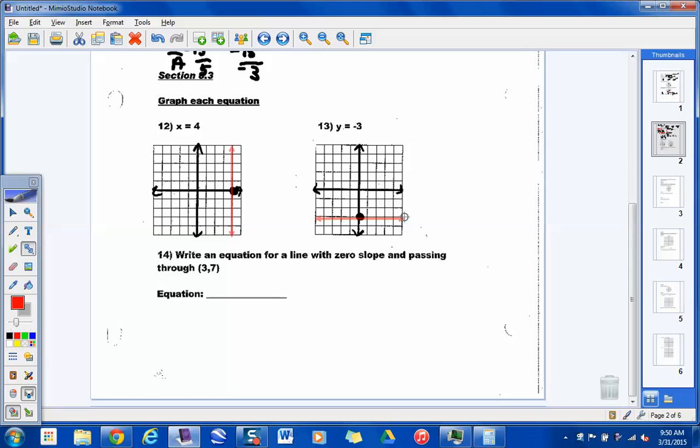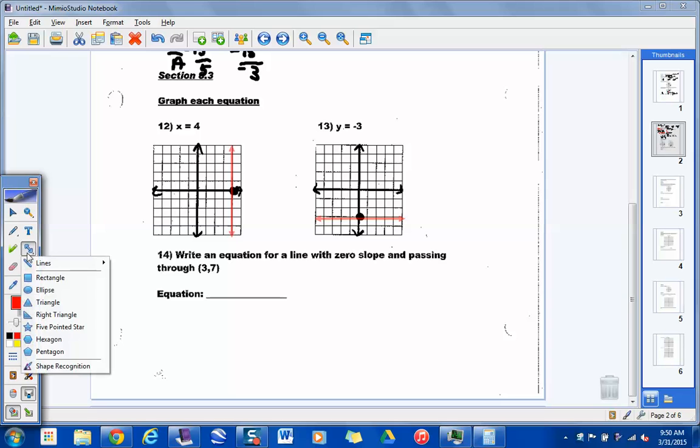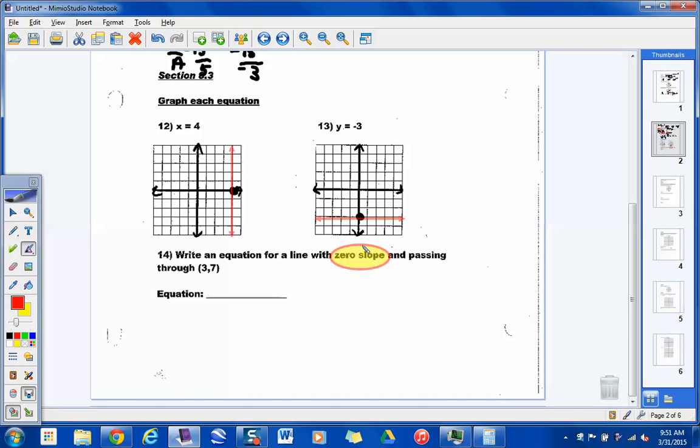Okay, so as I read number 14 there, write an equation for a line with 0 slope. Will 0 slope correspond to a horizontal line or a vertical line? Horizontal. It's going to look like this, right? Which implies it's going to start out y equals some number, right?